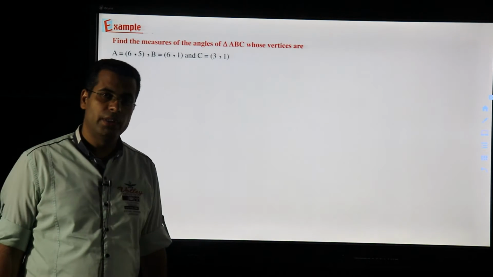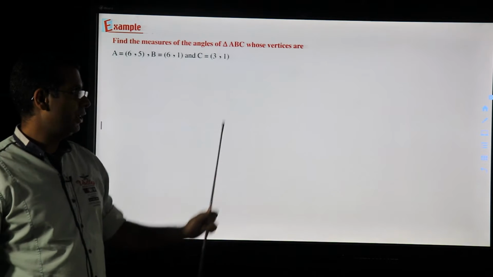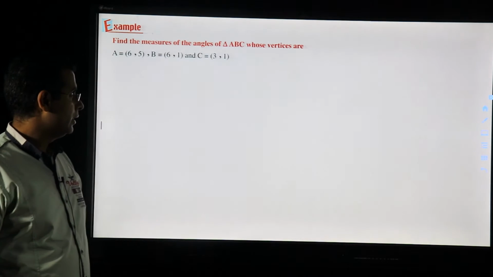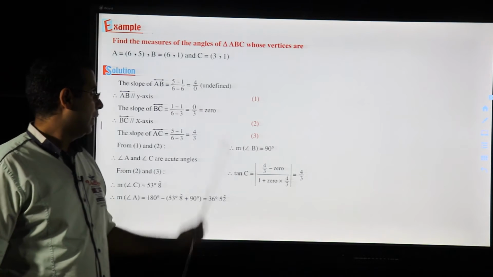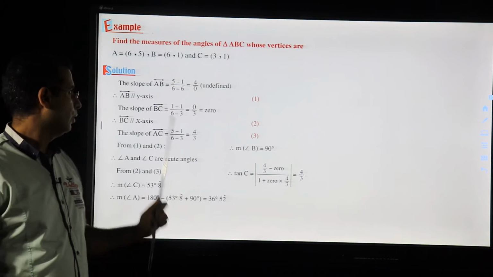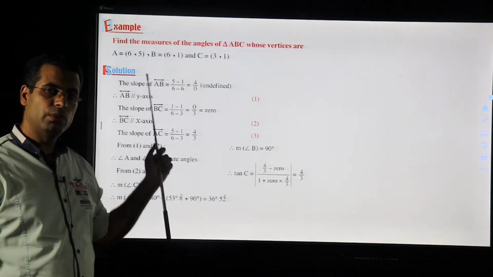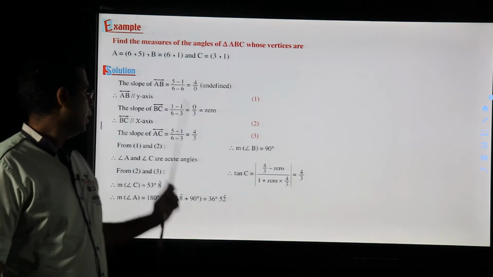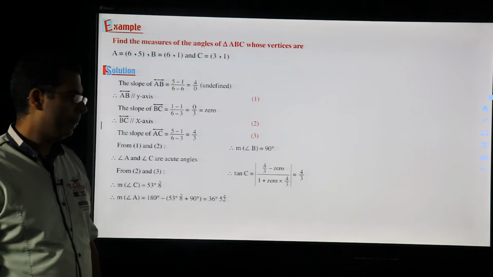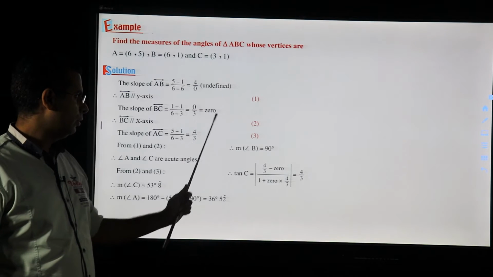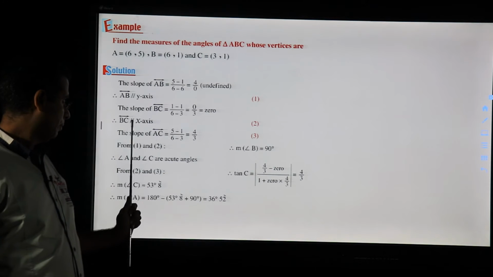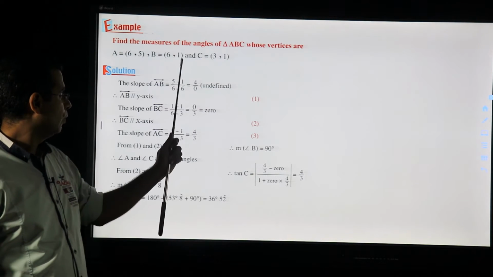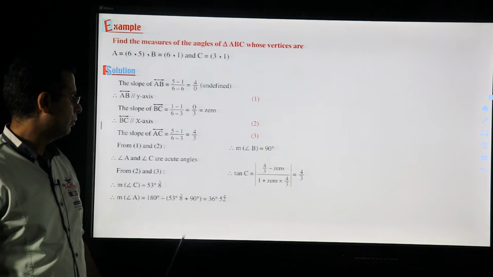Another example: find the measures of the angles of triangle ABC, where A equals 65, B 61, and C 31. Find the slopes of AB, BC, and AC. The slope of AB, by using Y2 minus Y1 over X2 minus X1, equals 4 over 0, undefined. Then AB is parallel to the Y axis. The slope of BC equals 0, then it's parallel to the X axis. The slope of AC is 5 minus 1 over 6 minus 3, equals 4 over 3.